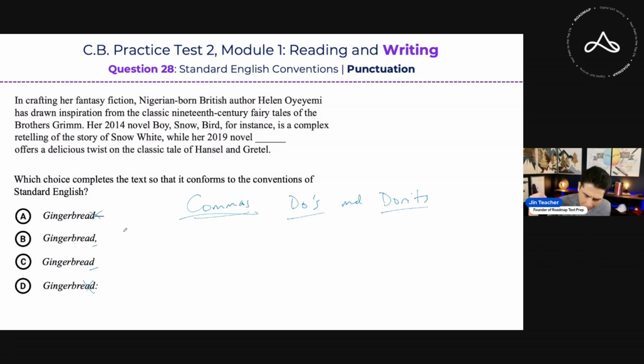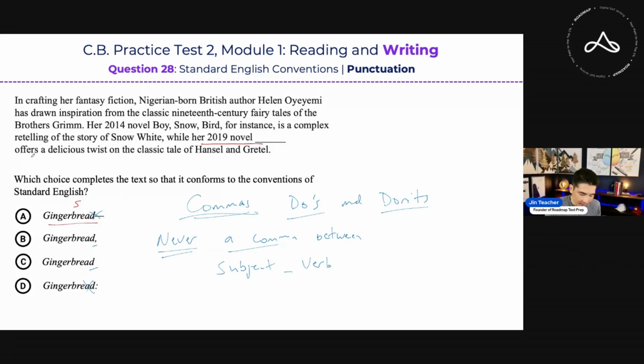One of the most important comma rules that you should know is, and never is a strong word, but you never put a single comma between a subject and a verb, okay? So a single comma is never used to separate a subject and a verb, right? Why is that really important? Well, it's important because the SAT violates this comma rule all the time. They do it so often. So here we know that the subject is her 2019 novel Gingerbread. That's the subject, right?